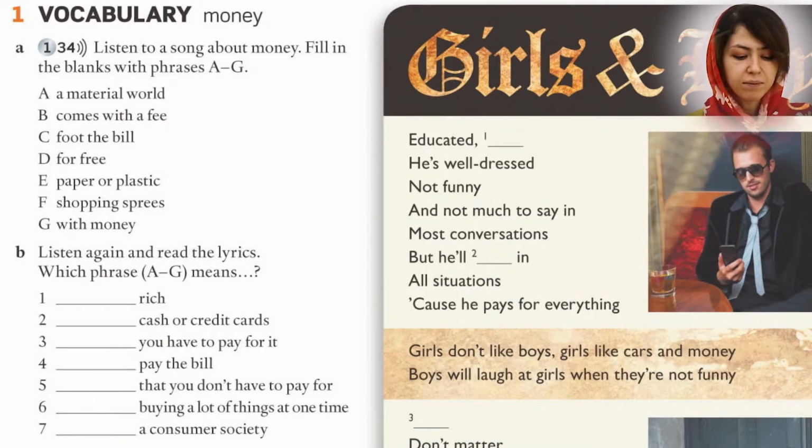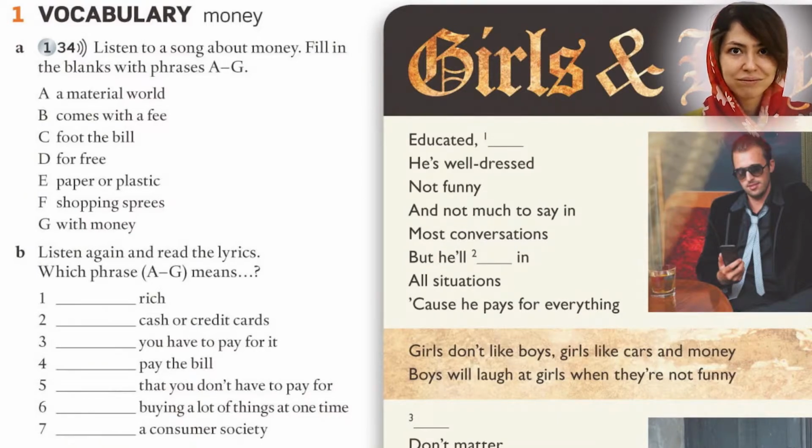And G, with money. With money is number 1 and it means rich. For rich, you can say with money or what else? Rolling in dough. Somebody is rolling in dough. It means somebody has a lot of money and is really rich. Uber rich, actually.